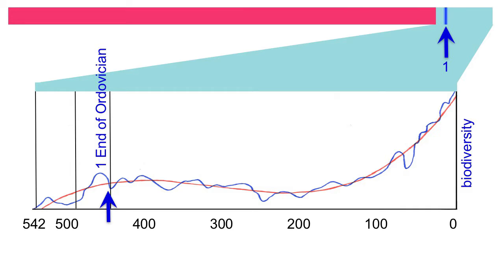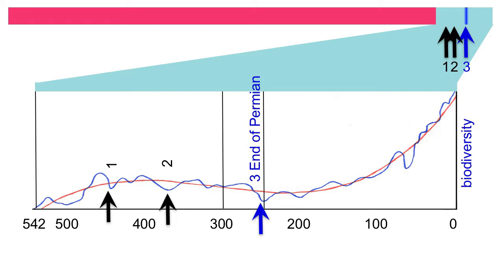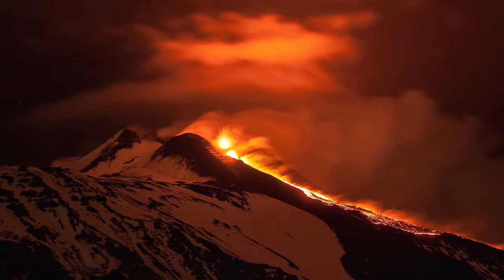The first of the Big 5, the Ordovician Silurian extinction event, happened about 440 million years ago. It was probably caused by a global cooling event. The late Devonian extinction wasn't as fast as the other 4 of the major extinction events. It lasted at least 20 million years. The cause is not clear.